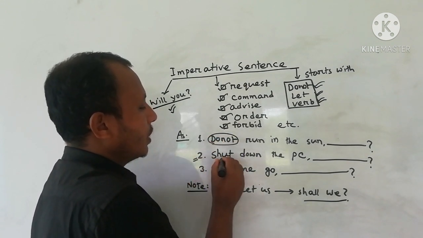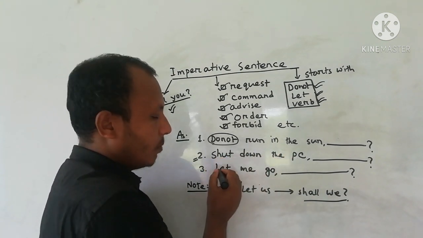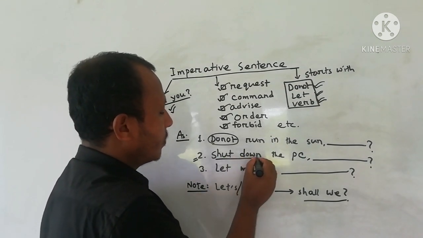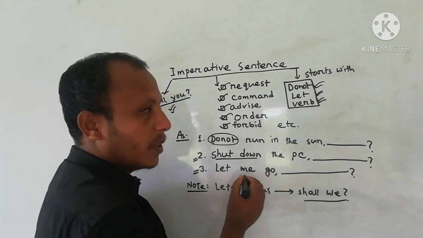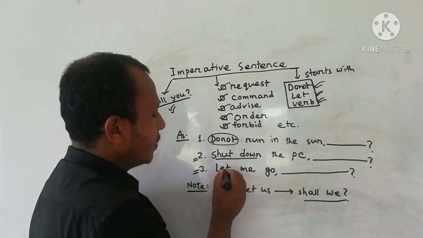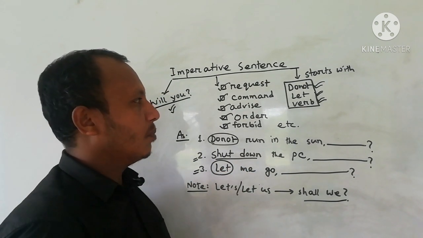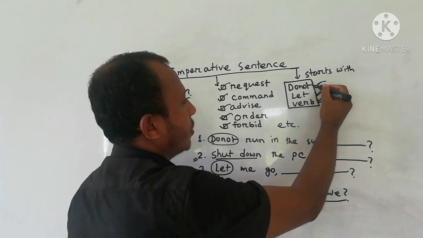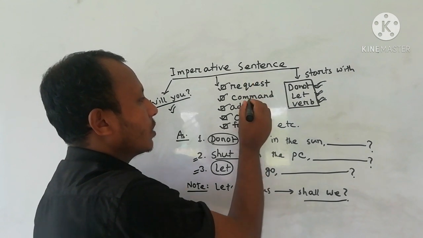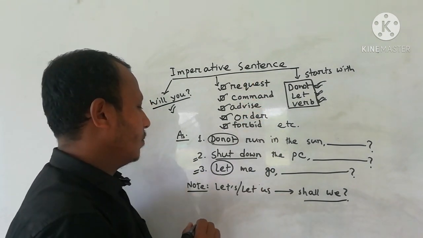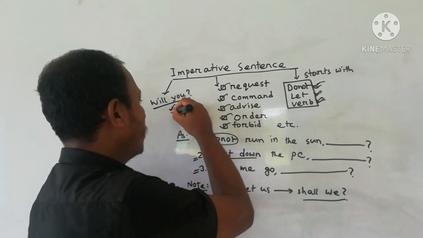Number 2, shut down the PC. This is an imperative sentence too because shut down is a verb. Number 3, let me go. Here, let me go is an imperative sentence because it starts with let. Now we have understood that an imperative sentence starts with do not, let or a verb and refers to request, command, advice, order and forbid. If you want to make it a question, you have to use will you.